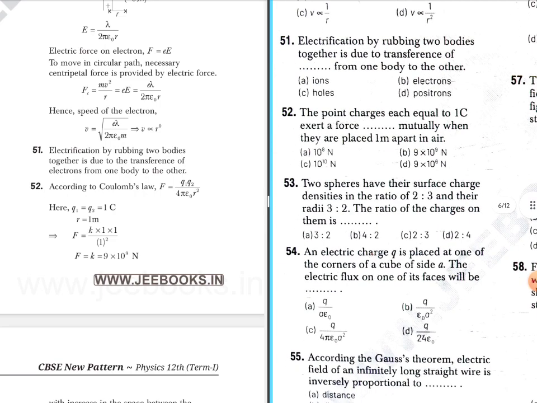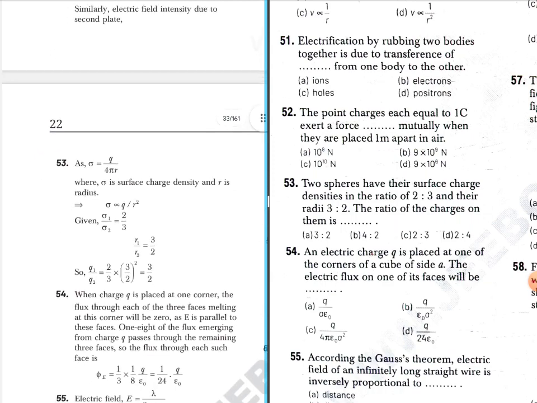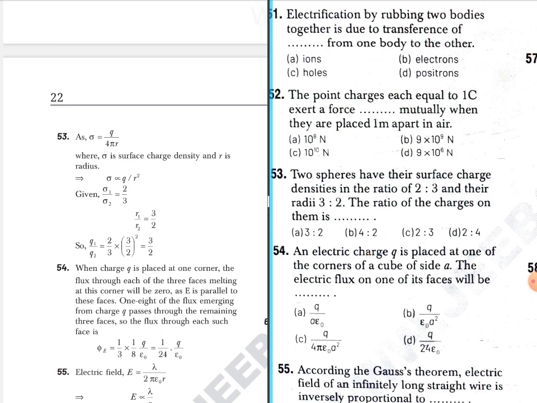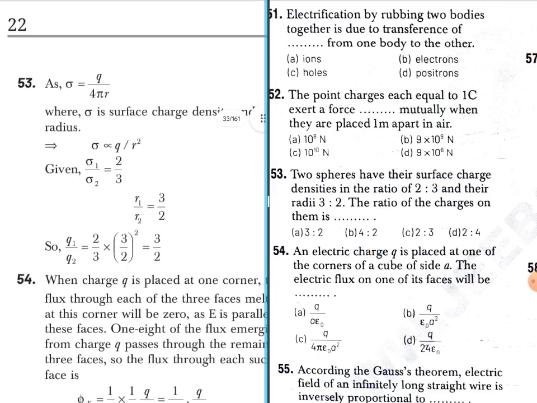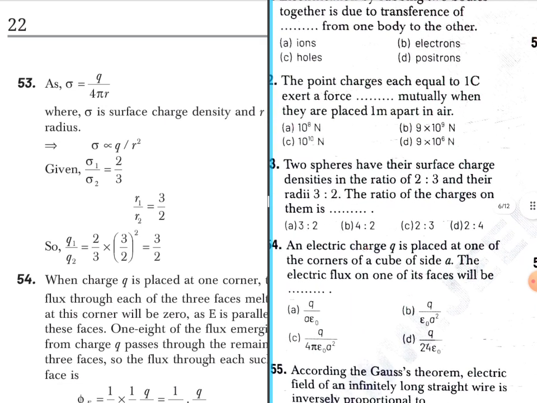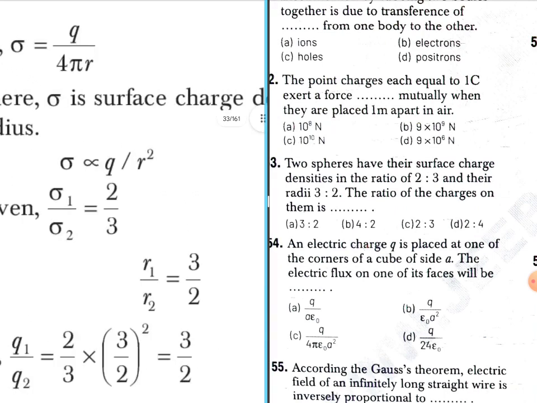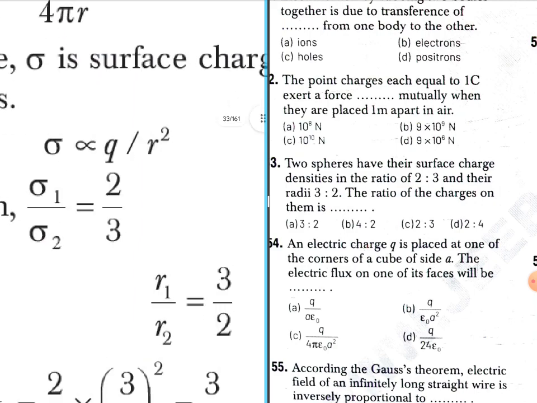Okay, let's go to the 53rd question. The two spheres having the surface charge density in the ratio 2 is to 3, the radii in the ratio 3 is to 2. The relation between surface charge density and the charge, surface charge sigma is q by 4 pi r square. So from which you can write what is q. Okay, the ratio of the charges. So you know sigma is equal to q by 4 pi r square, and therefore q is equal to sigma into 4 pi r square.